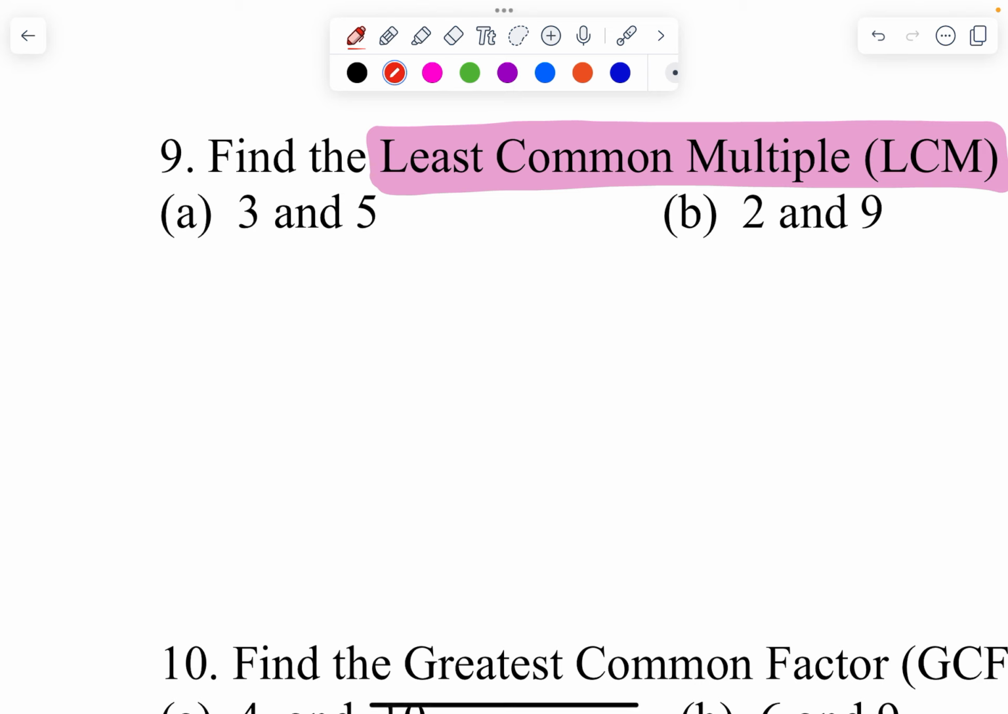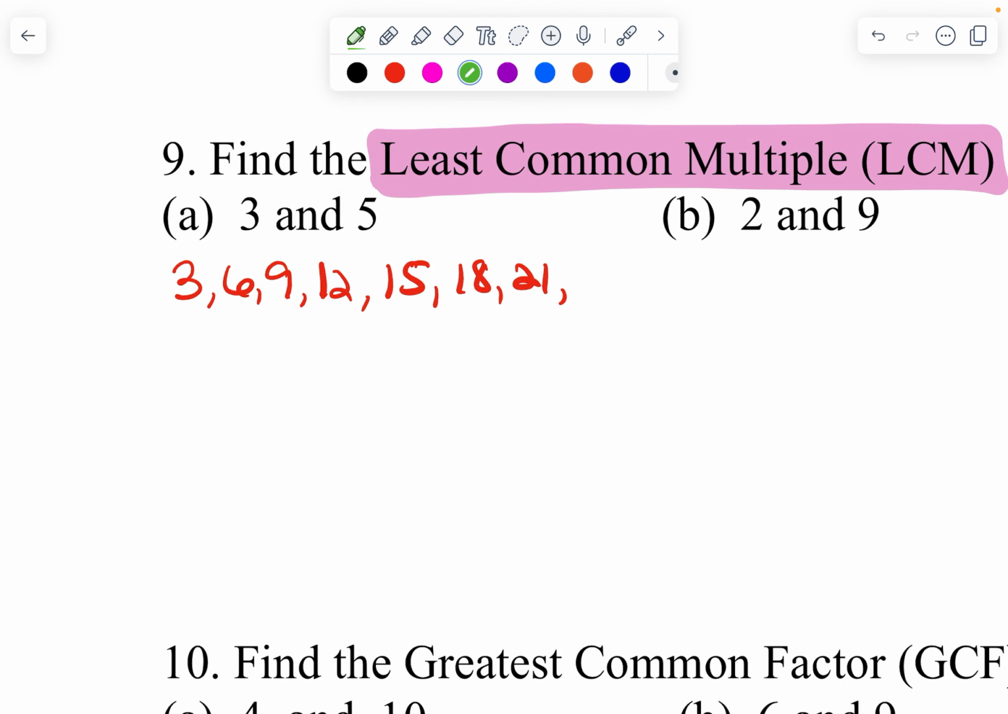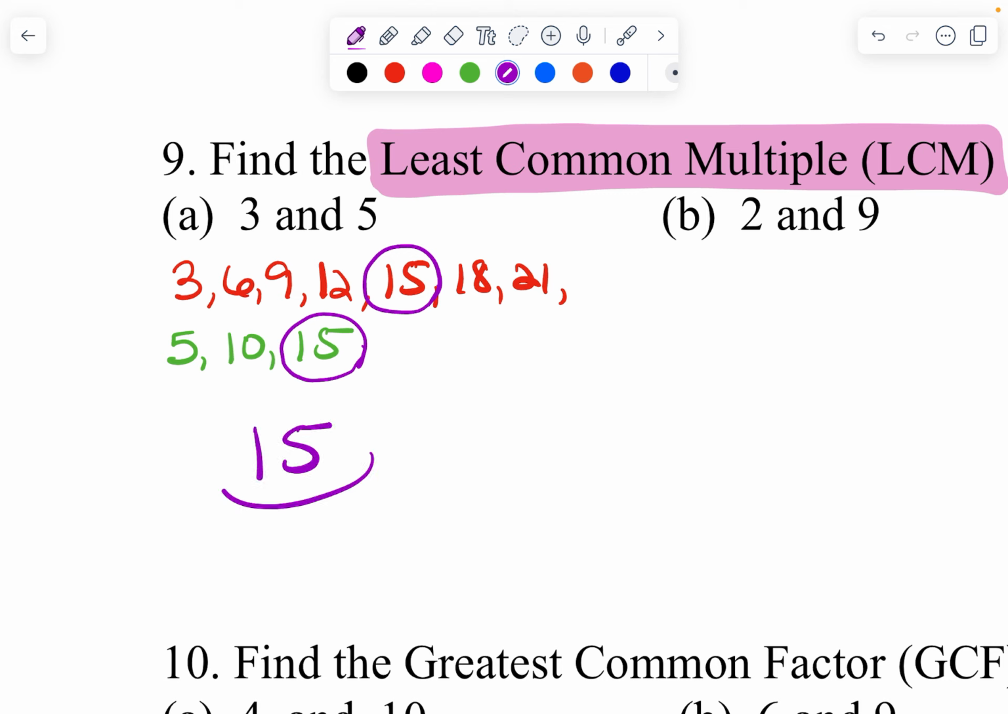So for 3, I'm going to start counting by threes. 3, 6, 9, 12. Get that 12 actually in there. 15, 18, 21, and I'll see if I need more, then I can add more. For 5: 5, 10, 15. Now, I could keep going, but I'm not going to, because I can already see that 15 is in both of my lists. So what is the least common multiple, the smallest common multiple between 3 and 5? That is the number 15.